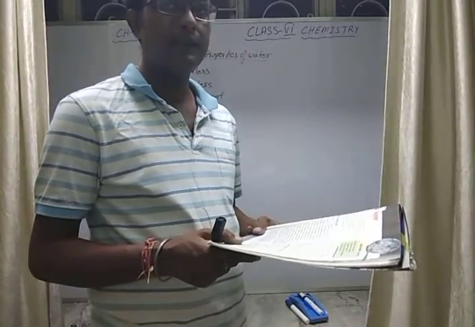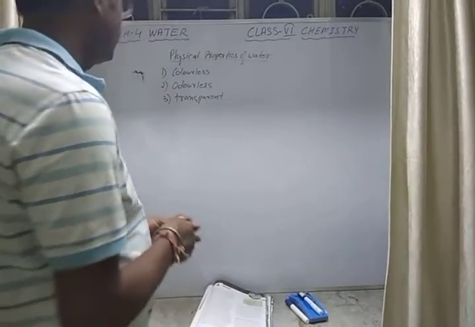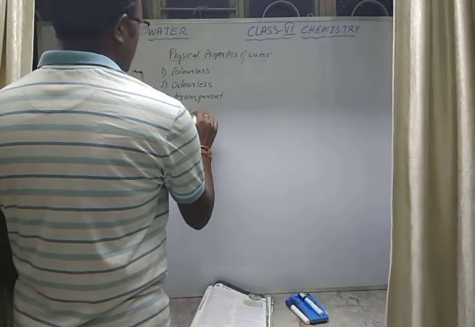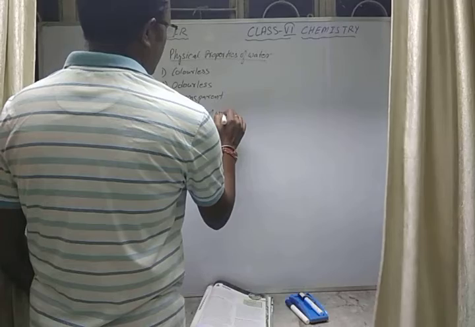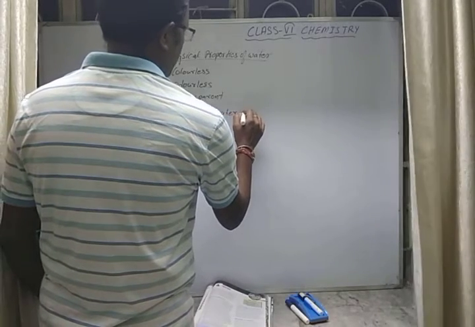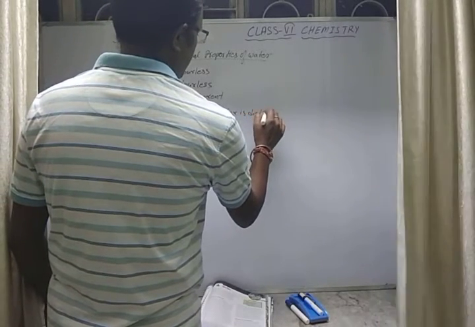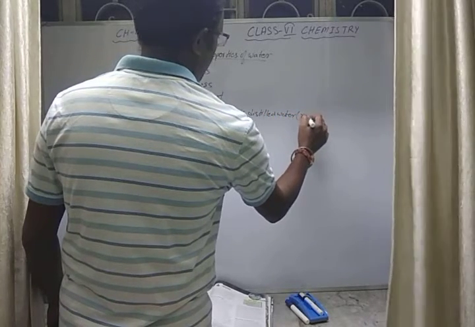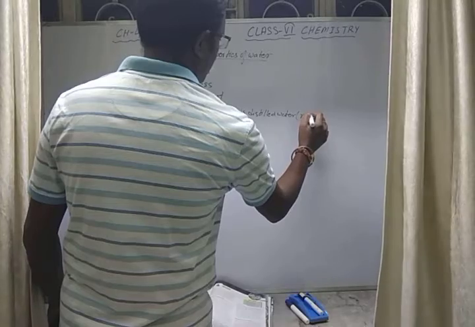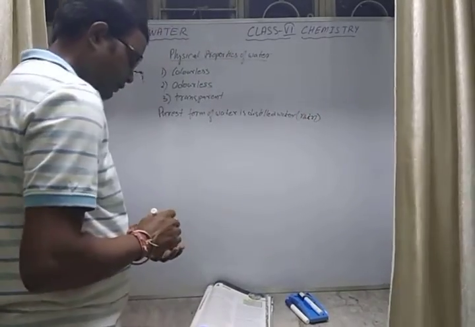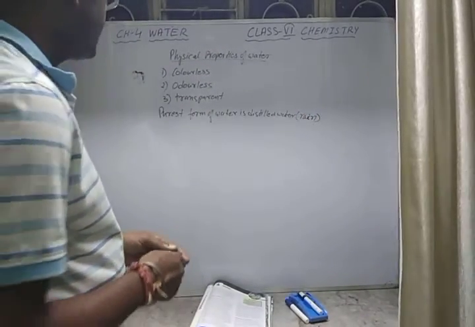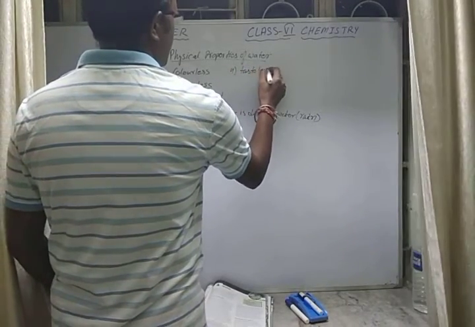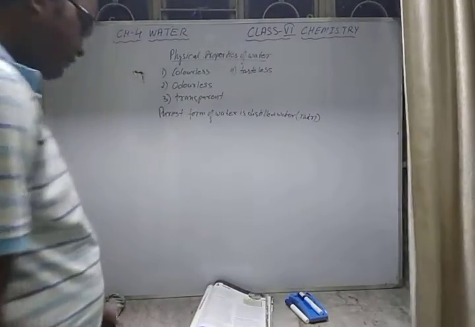Now the purest form of water is distilled water, that basically we get from rain. Rainwater is distilled water. It is tasteless also. Number 4, I have not written. It is tasteless also. It does not have any taste.